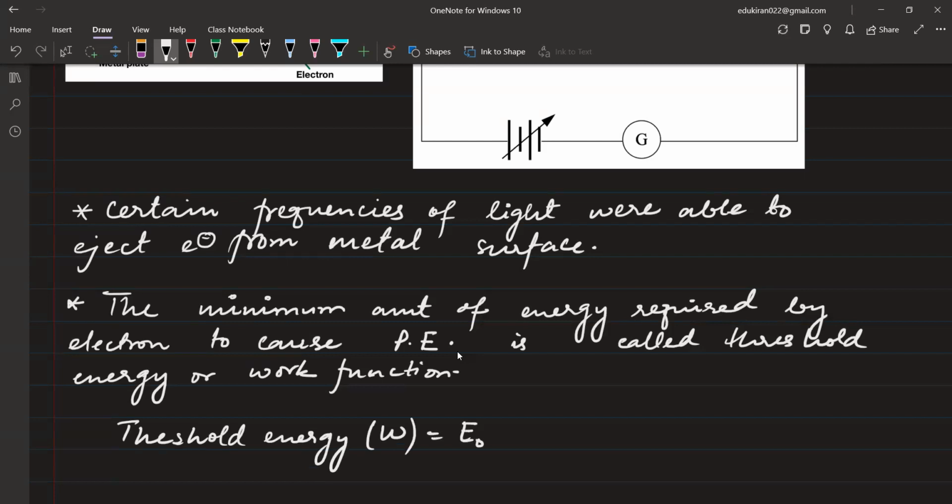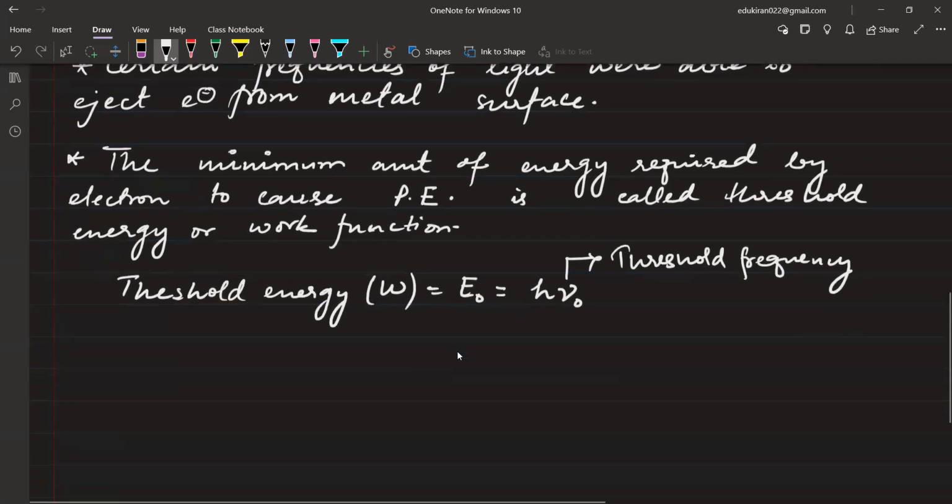Threshold energy or work function will be equal to h nu naught. Now, nu naught is the threshold frequency. The frequency at which photoelectric effect occurs is the threshold frequency. Then we can write nu as c upon lambda. Now, c is a constant, wavelength changes. So this wavelength is the threshold wavelength.